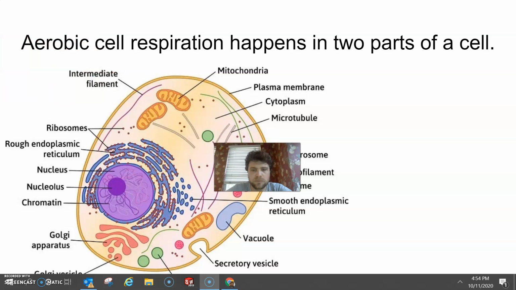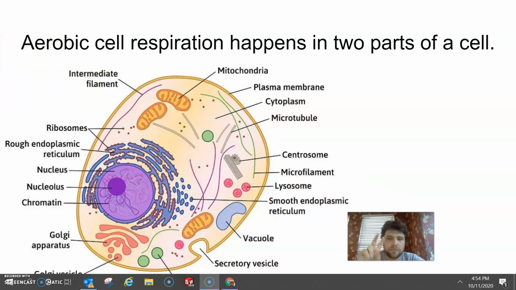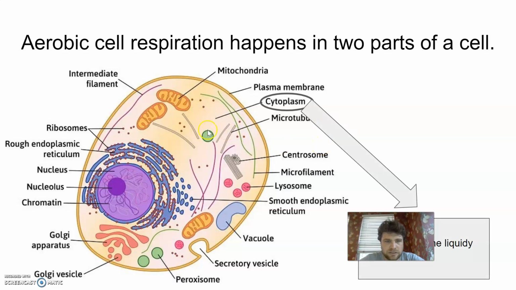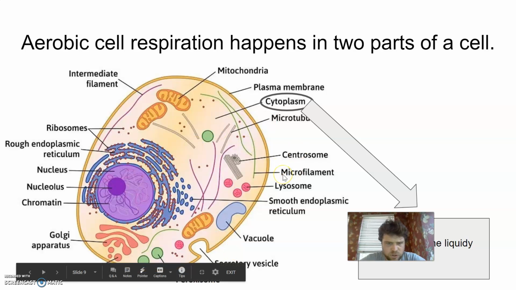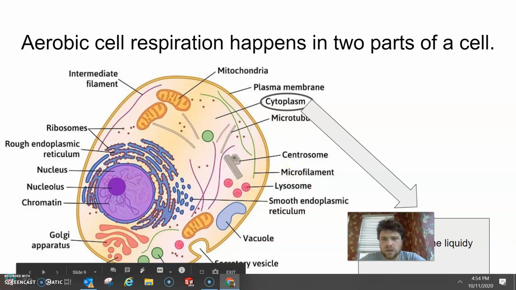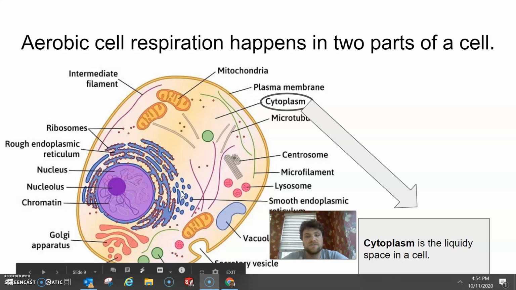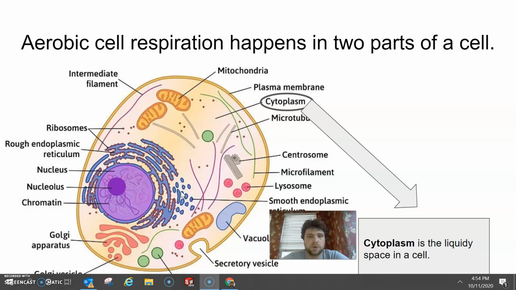And for both plant and animal cells, aerobic respiration happens in two spots. The first is the cytoplasm, and the cytoplasm is all this space in between all the organelles. So it's a liquidy, chemical-filled space. It's full of proteins and sugars and fats and vitamins and minerals. So it's kind of liquidy, but keep in mind that it's fully saturated with all these different chemicals.